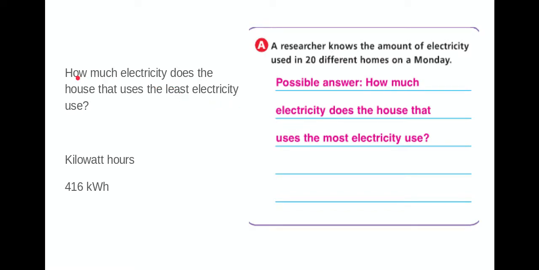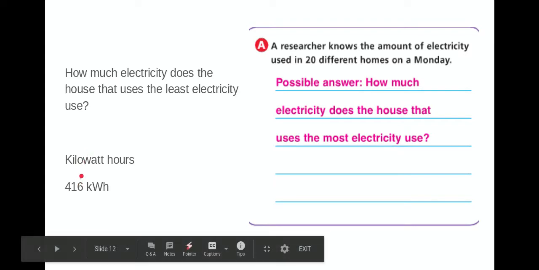So this is another example that maybe you have. Maybe you said, well, I want to know which house uses the least amount. So how much electricity does the house that uses the least electricity use? And those would give you numbers. And to measure electricity, we use something called kilowatt hours. And for example, this is about how much a house might use, like 416 kilowatt hours.